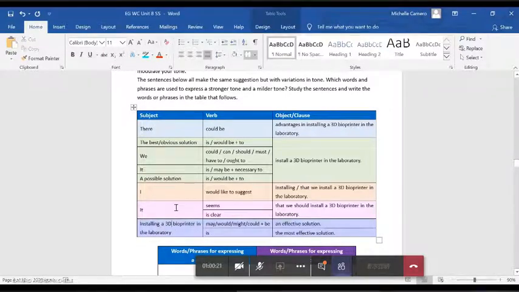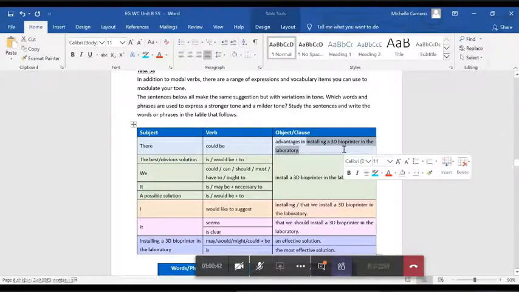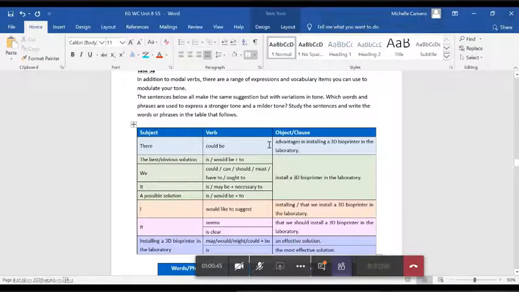So that's one thing. Now let's talk about them. All right, the first one. Notice, because English is an SVO language, we start off with our subject, then we have our verb, and then we have an object or a clause. So this one is, there could be advantages in installing a 3D bioprinter in the laboratory. So install a 3D bioprinter is the solution or the suggestion. You could write, there could be advantages in verb-ing, and then say the solution.